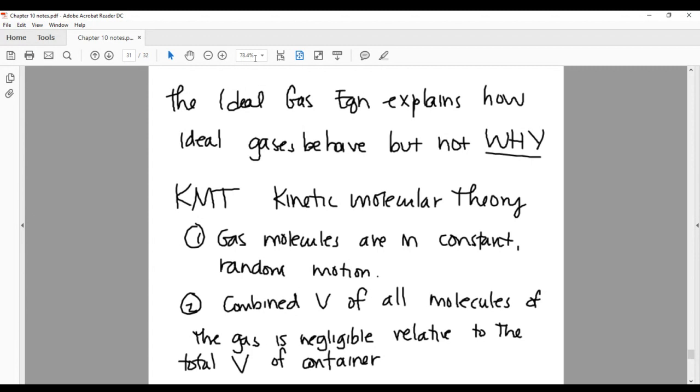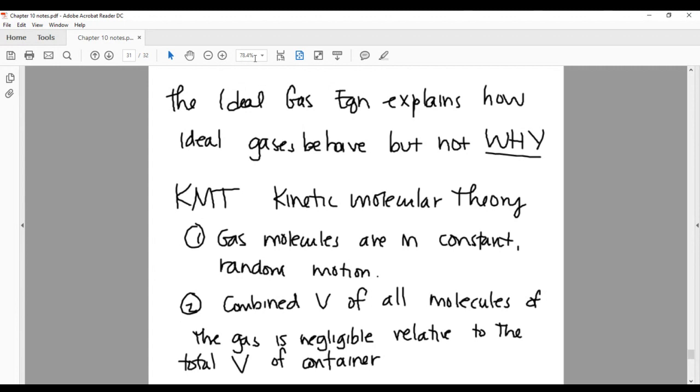So the first thing we have to consider is that gas molecules are in constant random motion. Okay? So gas molecules, we know that they have kinetic energy because they're spread far apart, and in order to be spread far apart, they have to have energy to do that. Well, they maintain that energy by being in constant random motion. So gas molecules are never still.